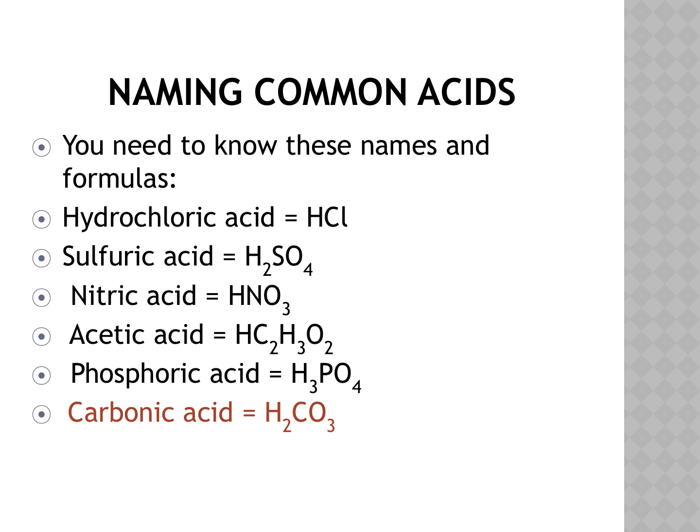So we have hydrochloric acid, which is HCl. Sulfuric acid, H2SO4. Nitric acid is HNO3. Acetic is HC2H3O2. Phosphoric is H3PO4. And carbonic is missing on your naming chart, correct? I want you to add carbonic to your naming chart. So carbonic is H2CO3.